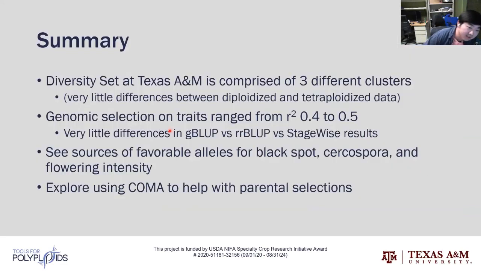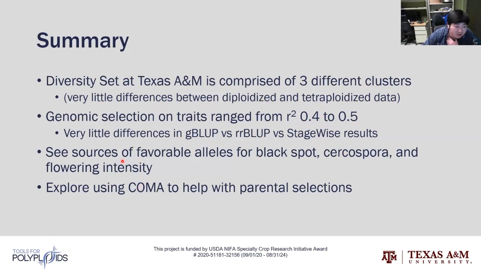For some summary bullet points: the diversity set here at Texas A&M is composed of 3 different clusters. There are very little differences that we saw between the diploidized data set and the tetraploidized data sets. That holds true for looking at the genetic structure and for the genomic selection. There are very little differences between the results. And we had R squares of between 0.4 and 0.5, some that are close to that.